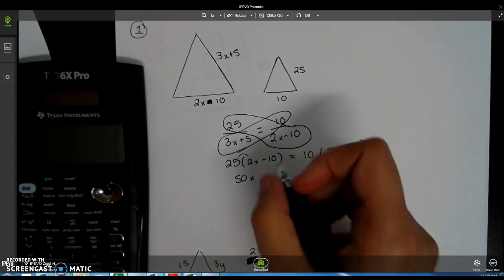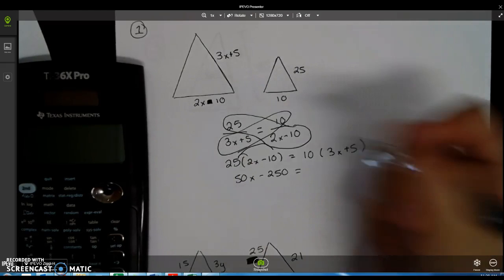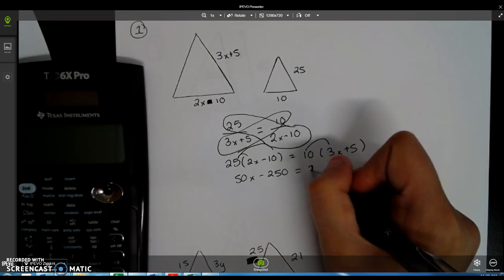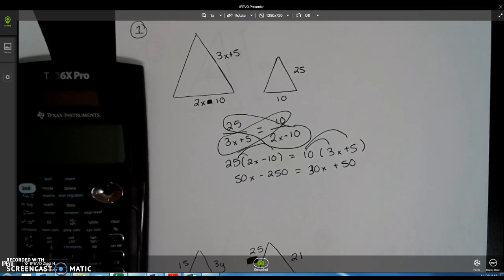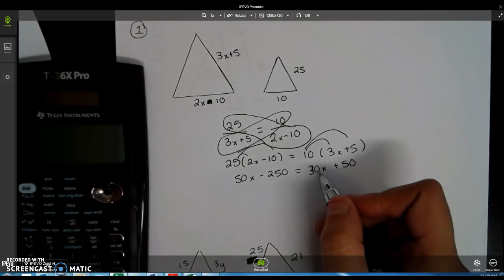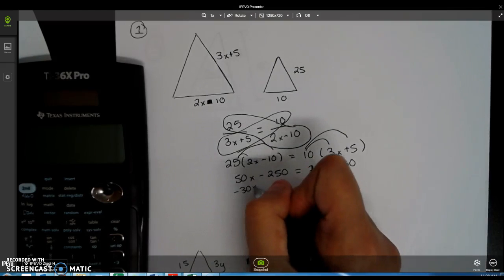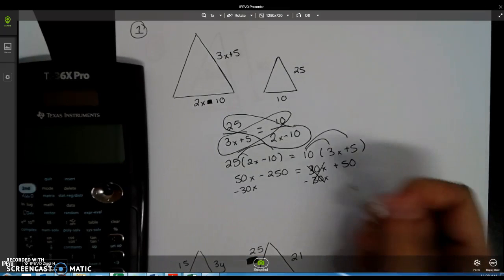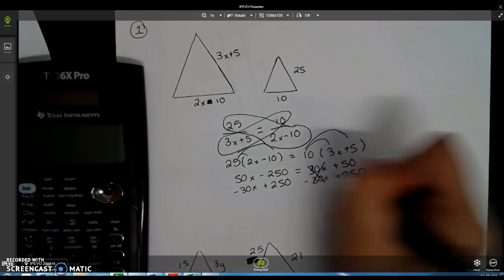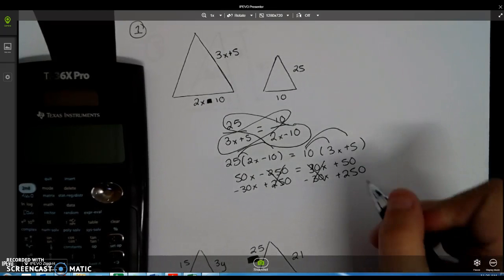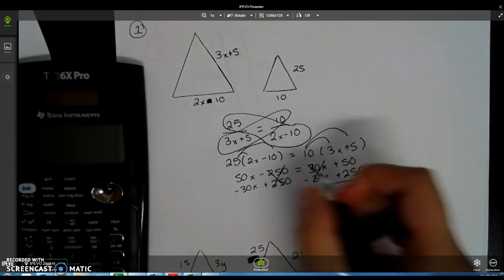2 times 25 is 50 minus 250. 10 times 3 is 30. Go ahead and subtract and add. Minus 30x, minus 30x. I like going ahead and doing both so that when I cross out something on both sides of the equal sign, I know I have done it correctly. You don't have to do it that way. That's just the way that I prefer and the way that I write it on the board for you guys.